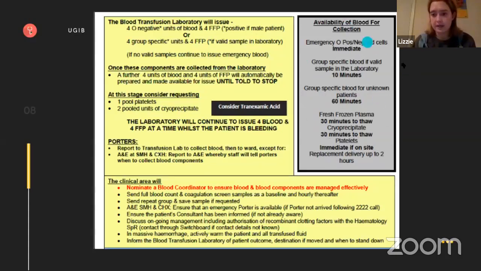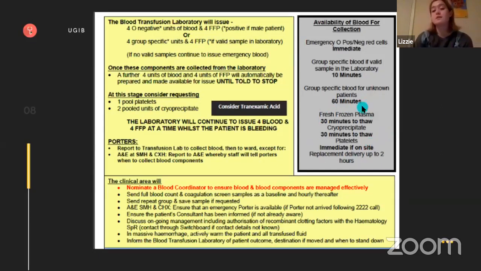And just over on the right-hand side, there's the reminder about how long it takes for blood products to be cross-matched. So your emergency O negative you can get immediately if you run there and pick it up. Your group-specific blood is variable depending on cross-matches in the lab. And your fresh frozen plasma and your cryo is actually frozen, so it takes 30 minutes to thaw. So again, you need to factor that into your decision-making.